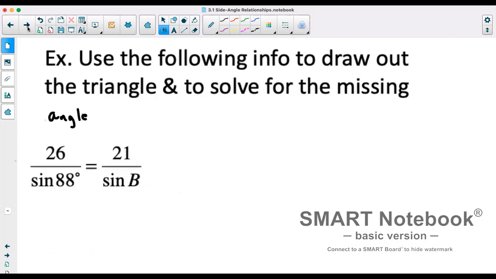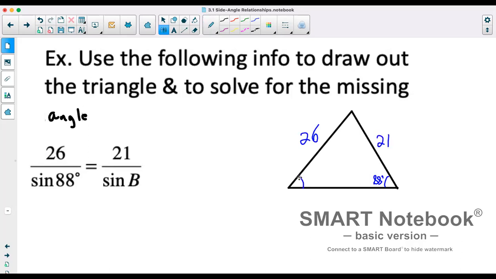Here's another one, but we're going to solve for our missing angle instead. We have 26 over sine 88 equals 21 over sine B. So we'll start by drawing out our triangle and label based off what information we have. We have one side length that's 26. Opposite it is an angle of 88 degrees. We have another side length that's 21. Opposite it is an unknown angle of B.